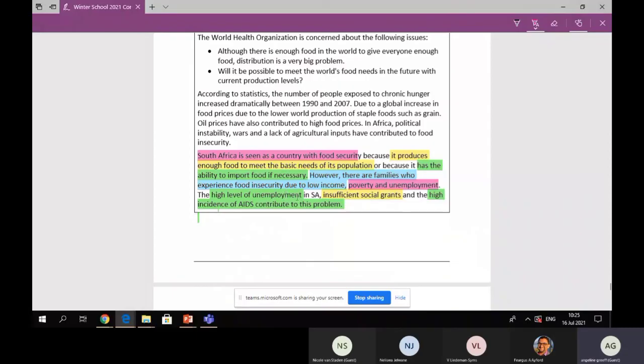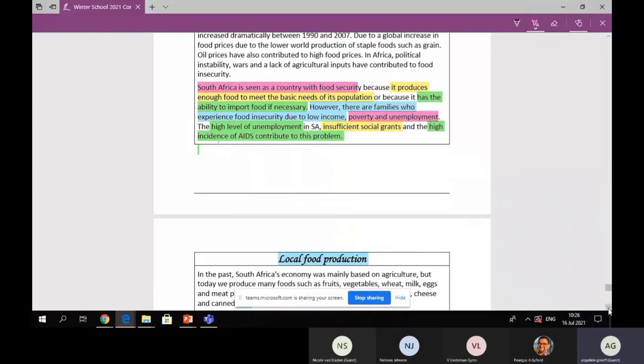So a high level of unemployment we have in South Africa, we know that there's insufficient social grants and the high incidence of AIDS can contribute to this problem where we are insecure. So we can look at what are the factors that make us food secure, or what are the factors that are going to lead to food insecurity, which has also been touched on there. So those are things that you must be aware of.